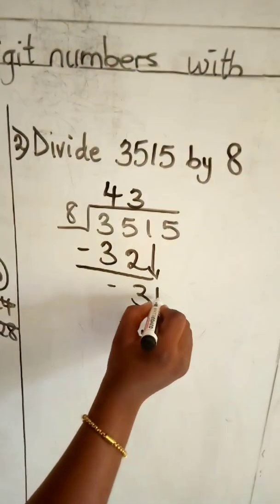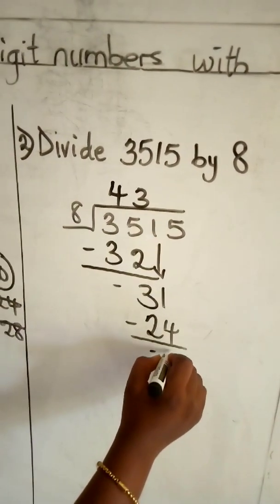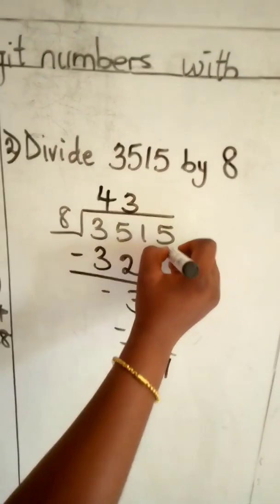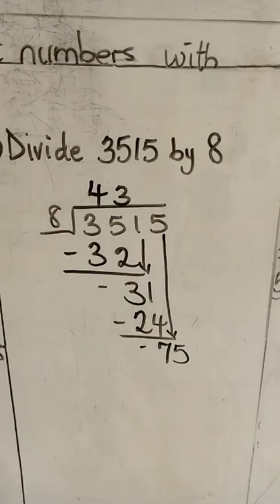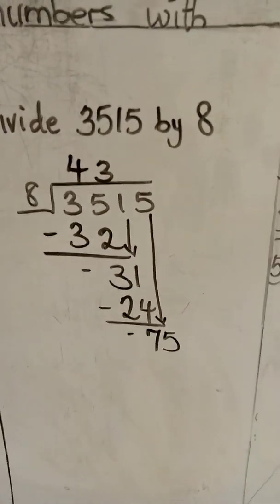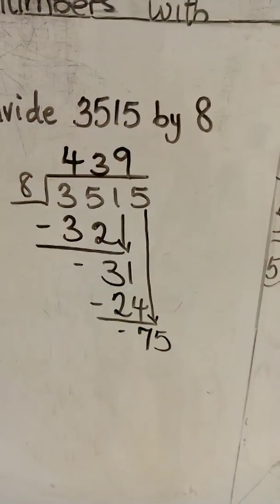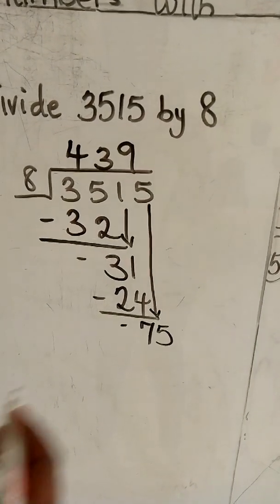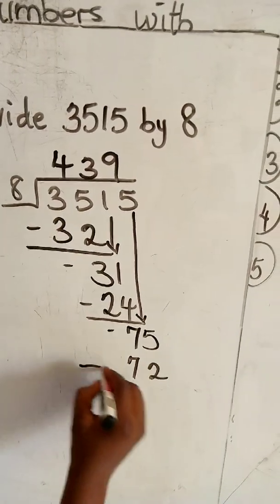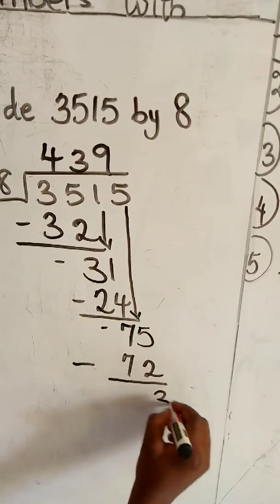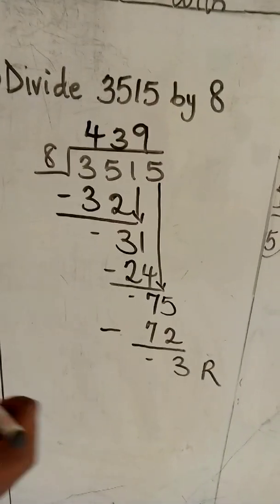This is too small, so you take 1 from here and this becomes 2, nothing. 11 take away 4, 7. Beautiful. Then you bring down your last digit, which is 5. 8 times what will give you 75, or a number close to 75. 8 times 9. You need to be familiar with your times table. 8 times 9 will give me 72. Good. Now let's subtract. 3 and nothing. So this is my remainder. Beautiful. Now let's write this out.